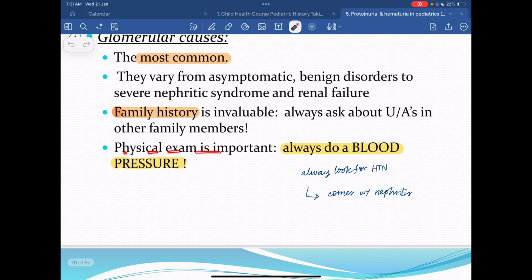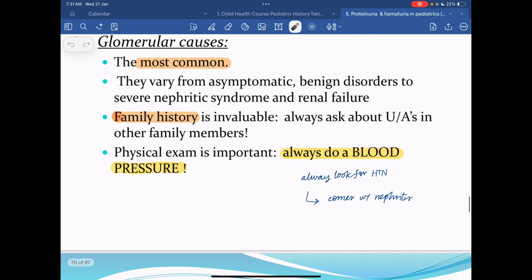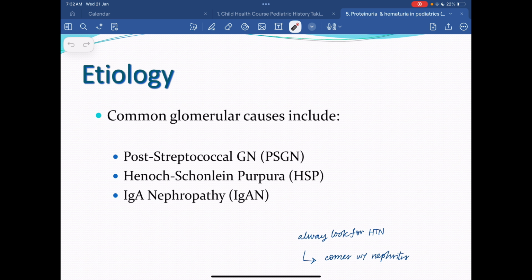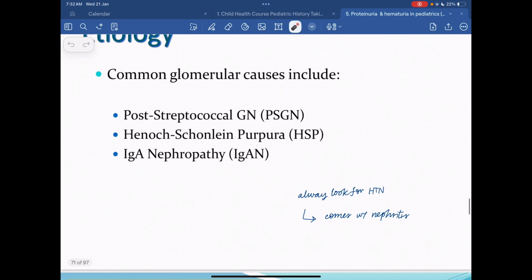Physical exam is also important. We always have to check blood pressure, because here blood pressure may be abnormal. We're always looking for hypertension. Why? To rule out nephritis. Etiology of glomerular causes, which we will detail: post-streptococcal glomerulonephritis, IgA nephropathy, and Henoch-Schönlein purpura, which is a type of vasculitis.